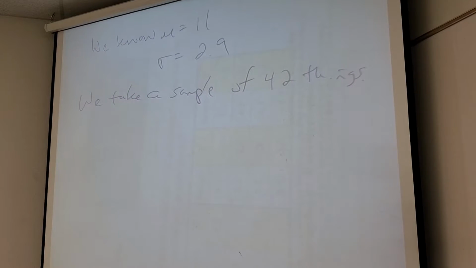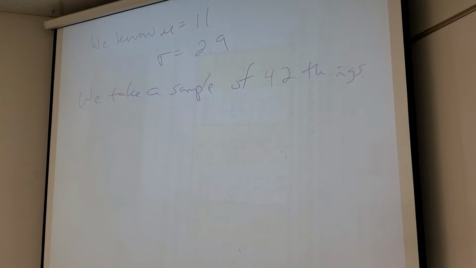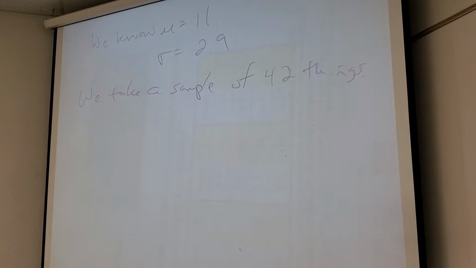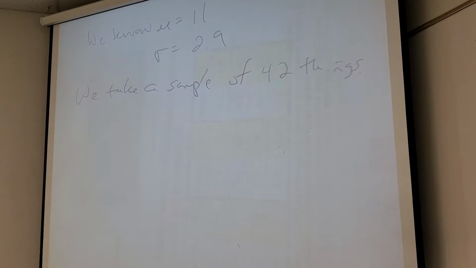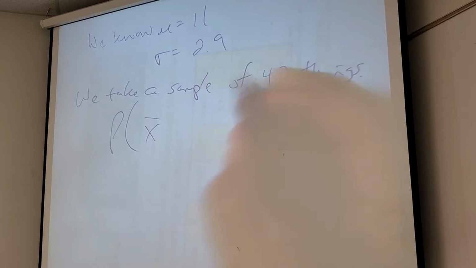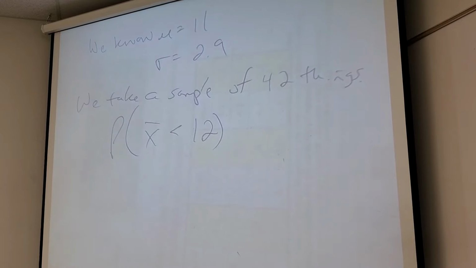So we know that the mean is 11 for some collection of things, and the standard deviation is 2.9. So it could be kids' ages. Kids in a room, average age is 11. Standard deviation is 2.9. You guys with me? So if I took 42 kids out of this room, and I take every possible sample of 42, what's the probability that the sample mean is going to be less than 12? All right, let's see how this works.